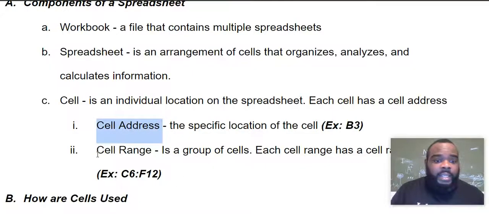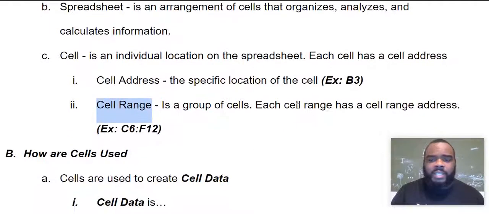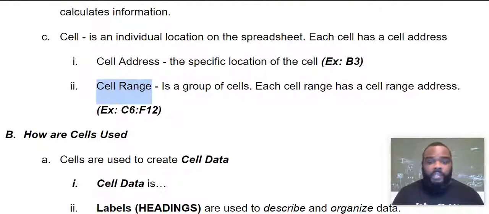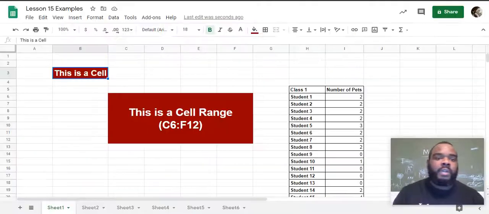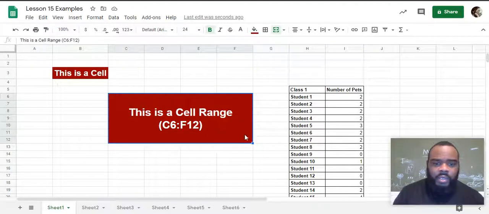All right, and then let's talk about a cell range. A cell range is basically a group of cells together. And just like the cell itself, a cell range has a cell range address. So let's look at our example. What we have selected here is a cell range. That box that we have selected now is a cell range.